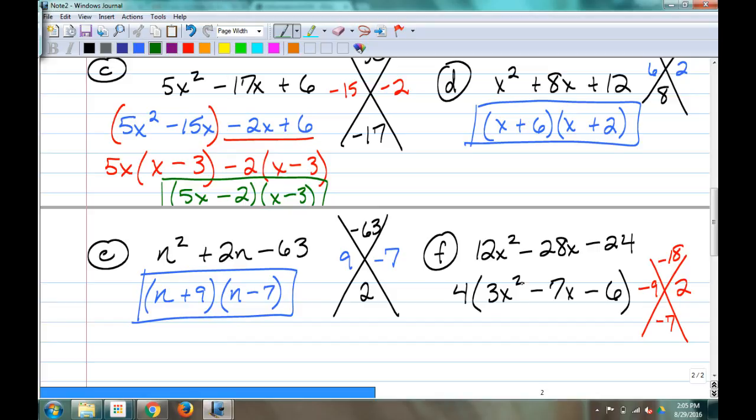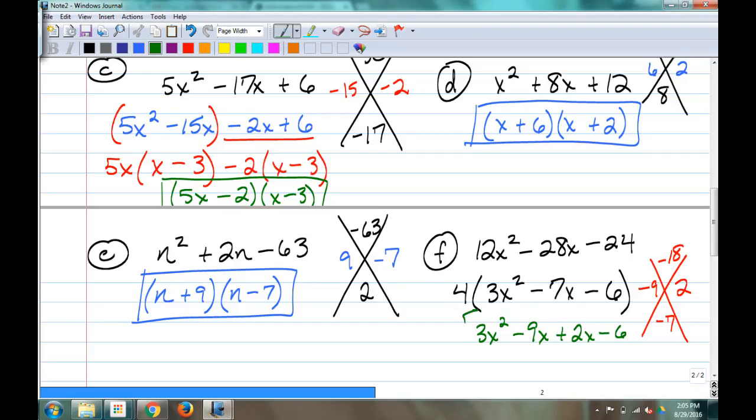No, because there's a 3 in front of the x squared. So I have to go 3x squared minus 9x plus 2x minus 6. It does not matter which order you put those two things in there. Your factoring will look a little different than ours, but your final result should be the same.